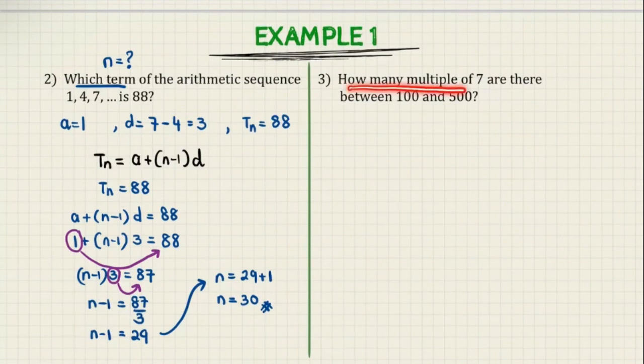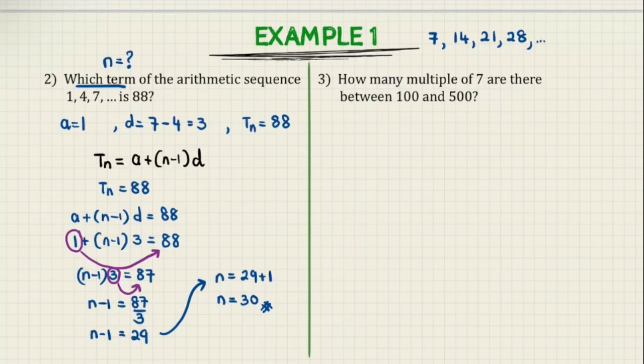How many multiple of 7 are there between 100 and 500? Apakah yang dimasukkan dengan multiple of 7? Okay, multiple of 7 contohnya adalah sifir 7. 7, 14, 21, 28 dan seterusnya.